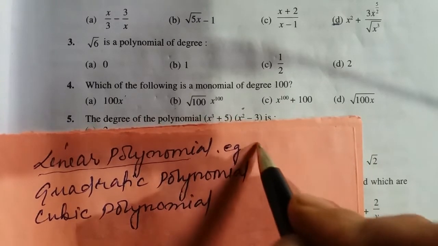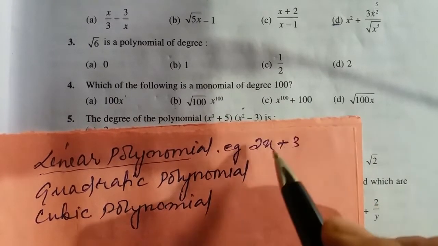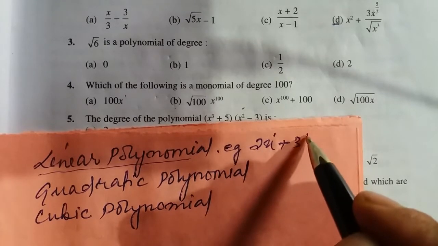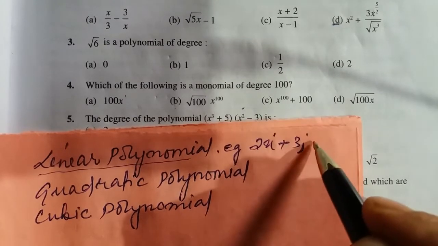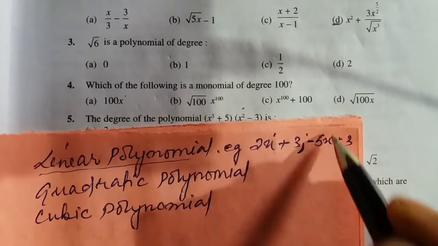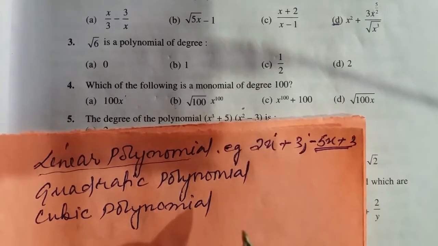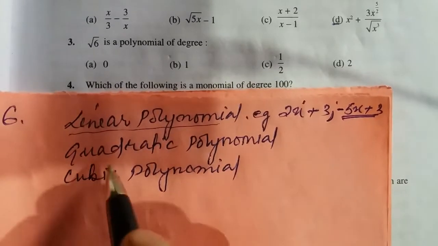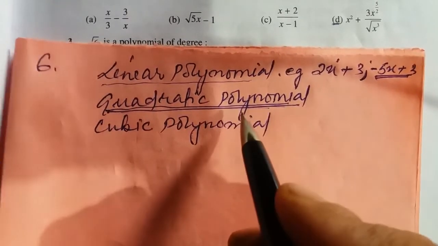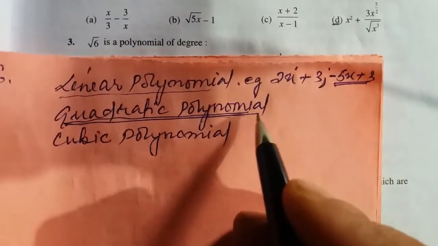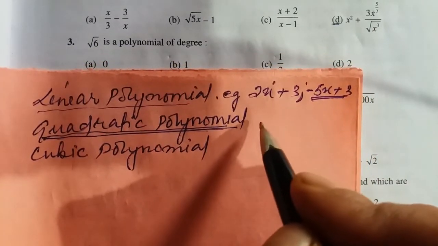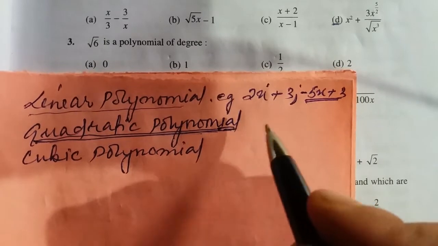Example: 2x plus 3. Here the highest power, the power of x, is 1, so this is a linear polynomial. We can take another example, minus 5x plus 3. Again the highest power is 1, so this is also an example of a linear polynomial. Now quadratic polynomials are those polynomials whose degree is 2, that is, the highest power of the polynomial is 2.